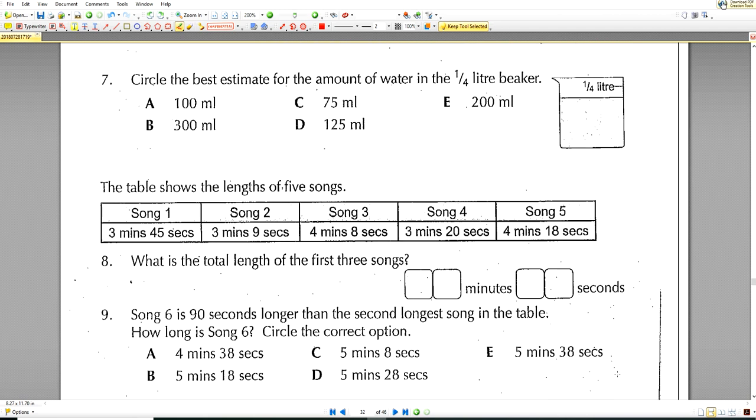Circle the best estimate for the amount of water in the quarter-litre beaker. Now remember folks, a quarter of a litre is 250 millilitres. So this is 250 over here. This is a number slightly less than 250. So it can't be more than 250, and it can't be really less than 250. These numbers are too far down. It has to be a number close to 250, which is E.